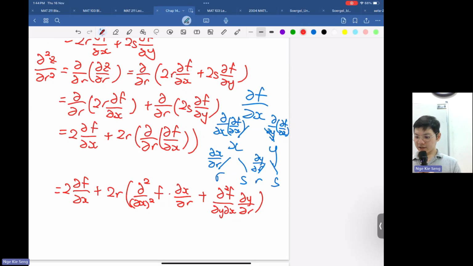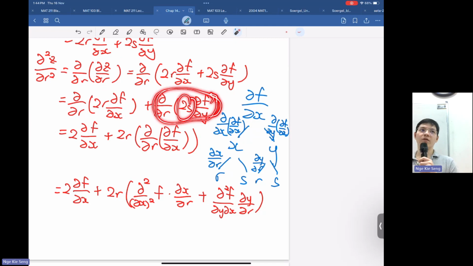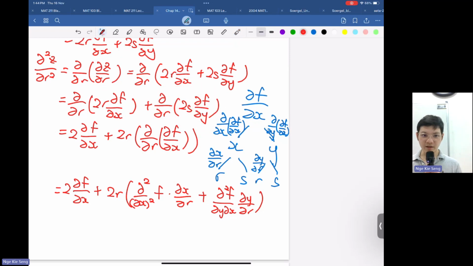Okay. How about the second term here? We haven't differentiated yet. So if you do the product rule, one term will disappear because there's no r on 2x. Or you don't have a product rule in this case. You just straight away do the differentiation. So the same method works.